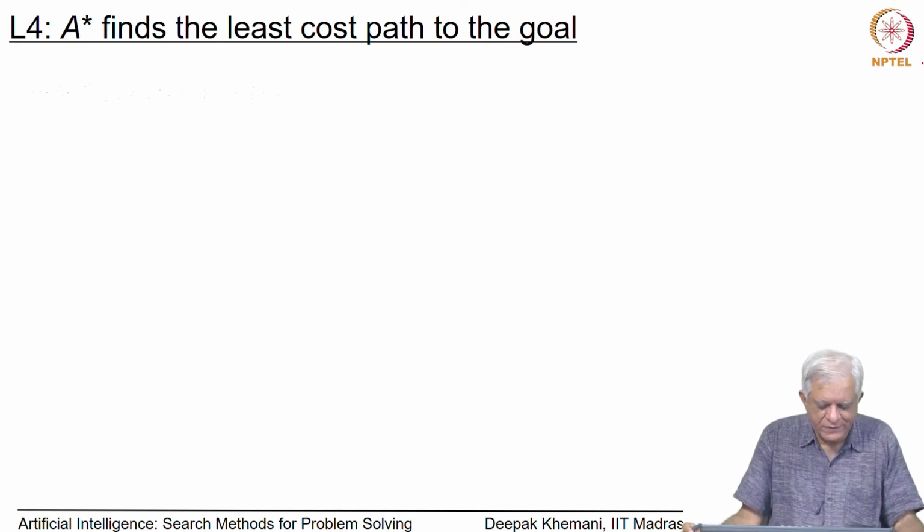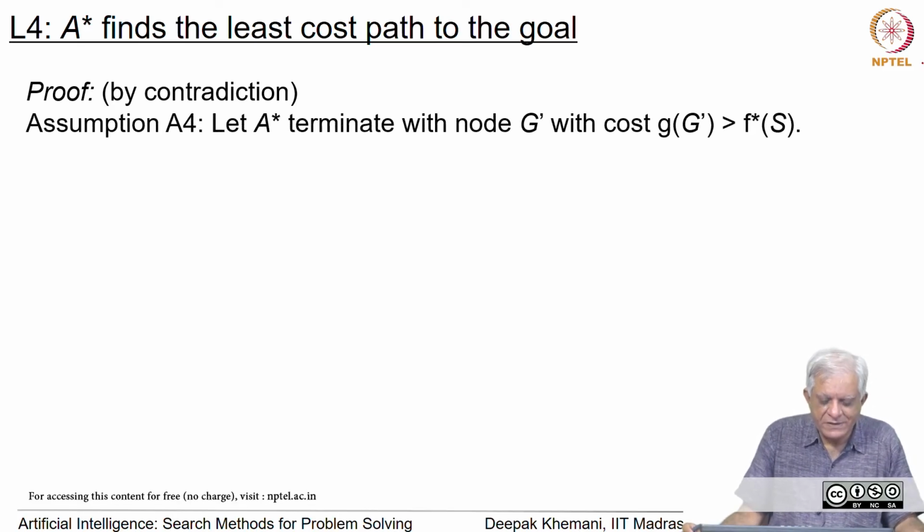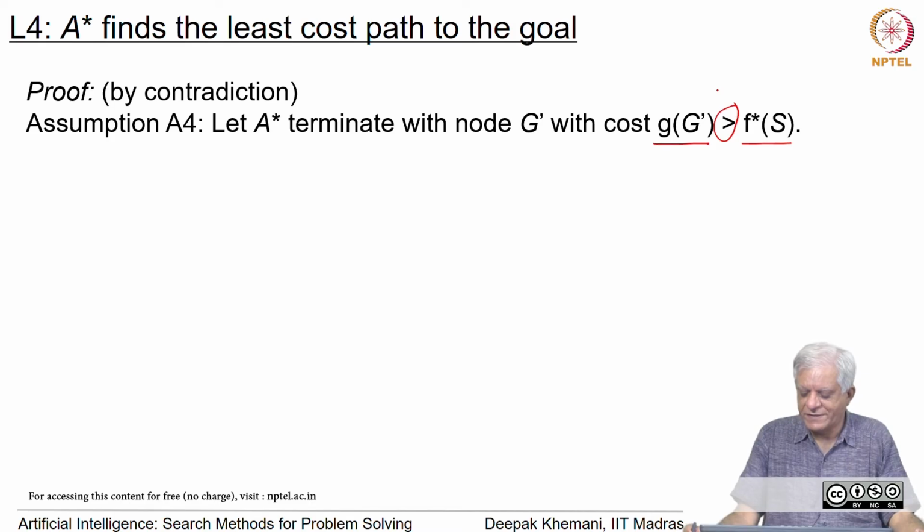So, let us look at a proof for this, and we will do a proof by contradiction. Let us make an assumption, let us call it A4, that A star terminates by picking a goal node, we will call it G prime, such that the cost of G prime is greater than f star of S. Remember, f star of S is the optimal path to the goal, and now it is terminating with a value G of G prime, and this value is strictly greater than f star of S.